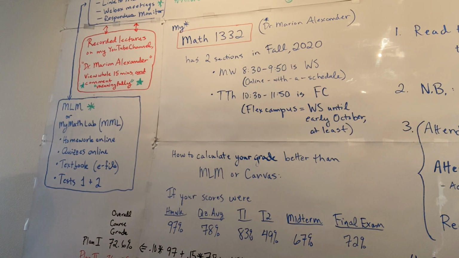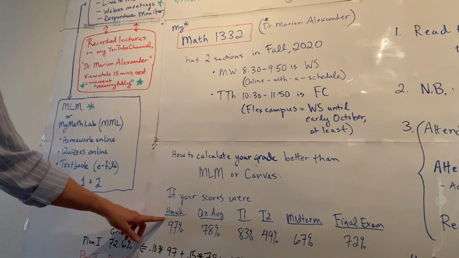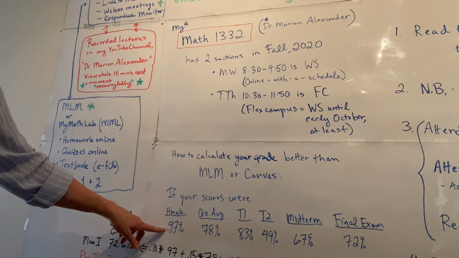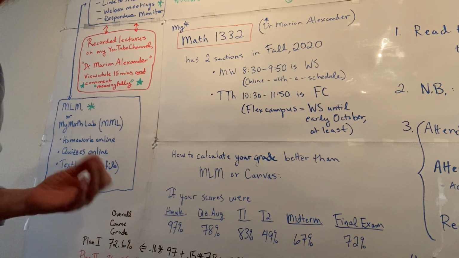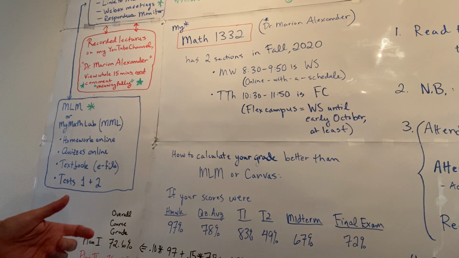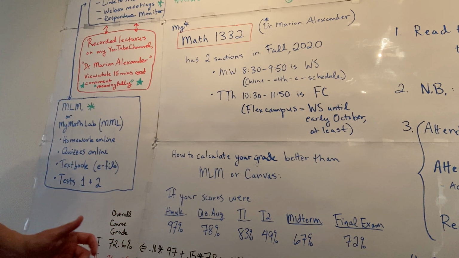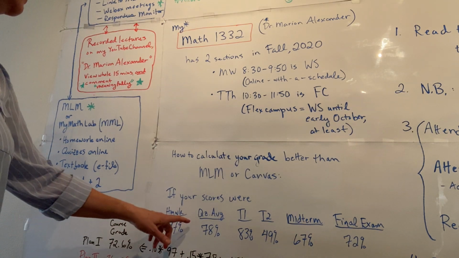Here is an example, okay? Let's say at the end of the course, your scores were these. Your average on homework was a 97%. That's a pretty typical number because if you notice on MyLab Math, I give you infinitely many tries while that homework period is open. Not after it, but while it's open.